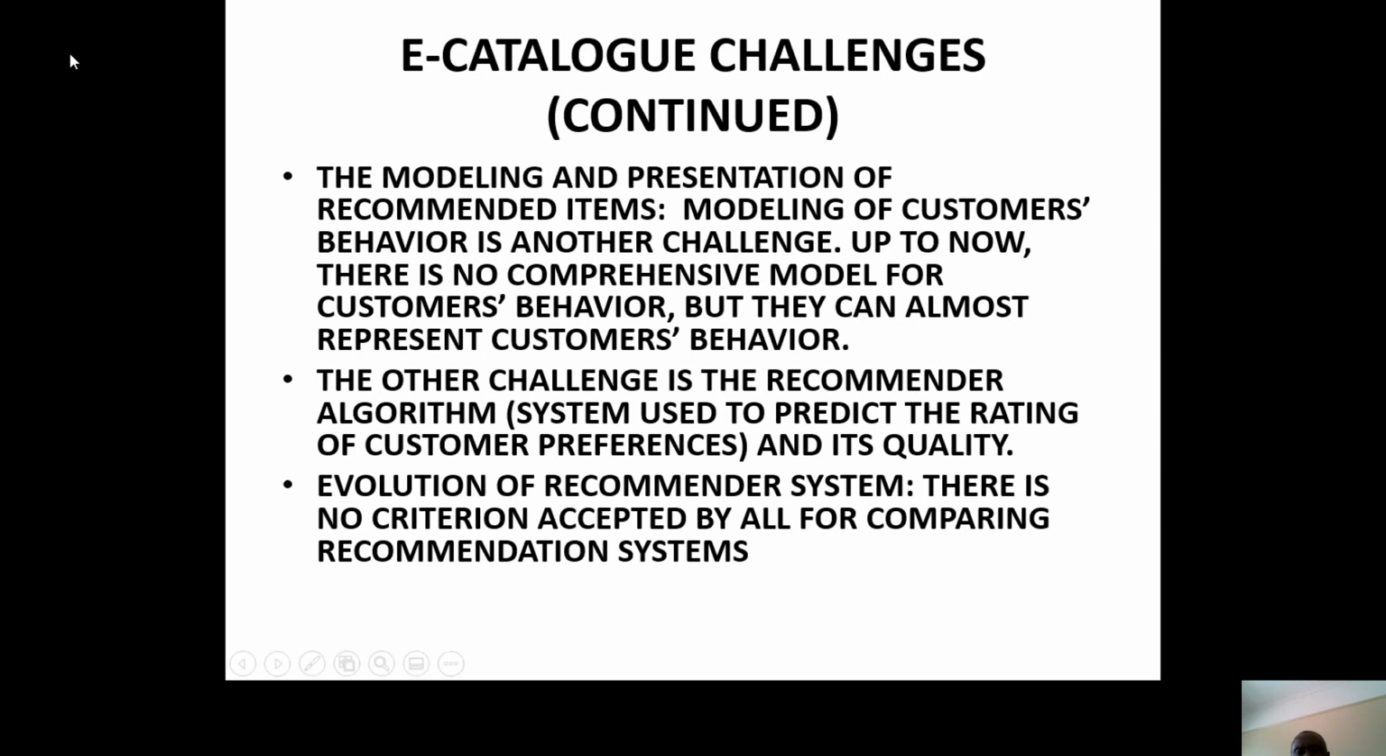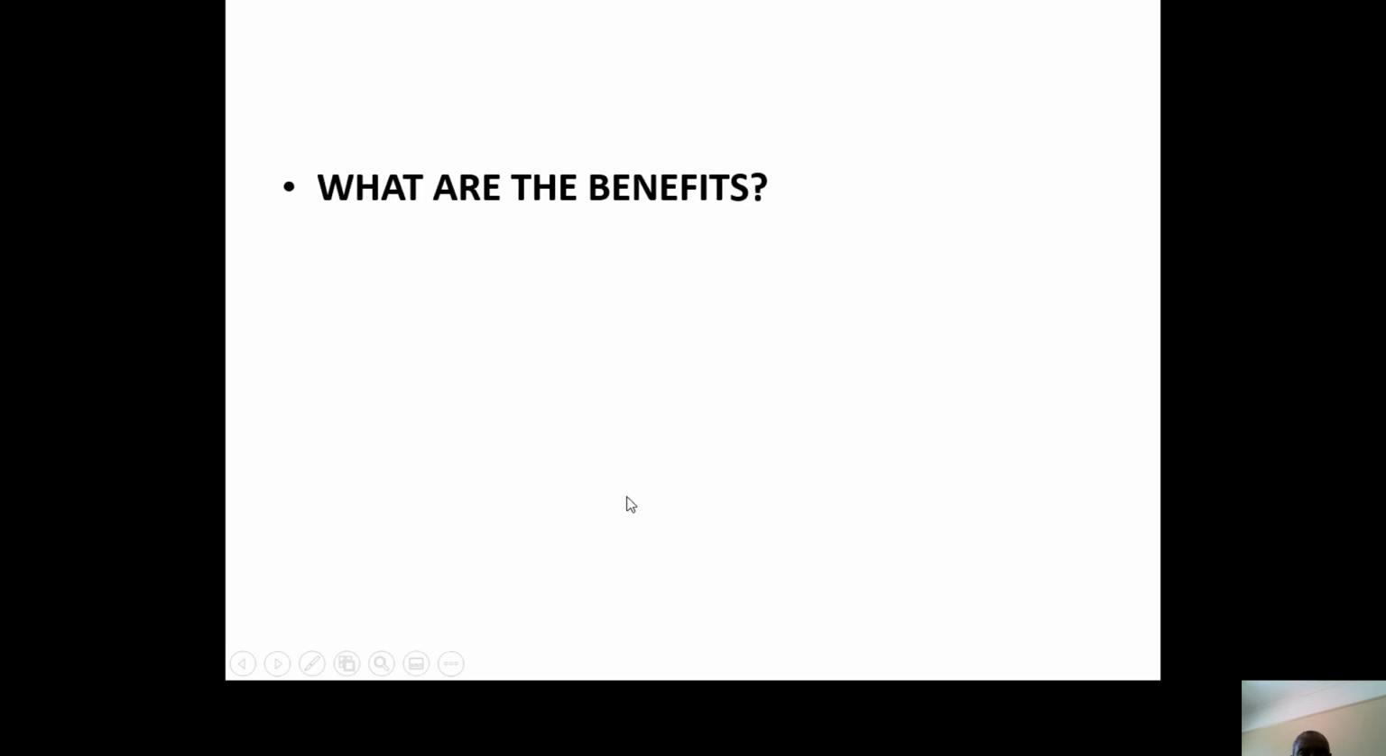Evolution. We don't say revolution, but evolution of the systems, evolution of the software being used. These are changes, and you need people who do understand all this, so that they come up with something meaningful and accepted by different customers. So those are the challenges, but those challenges do not mean that there are no benefits.